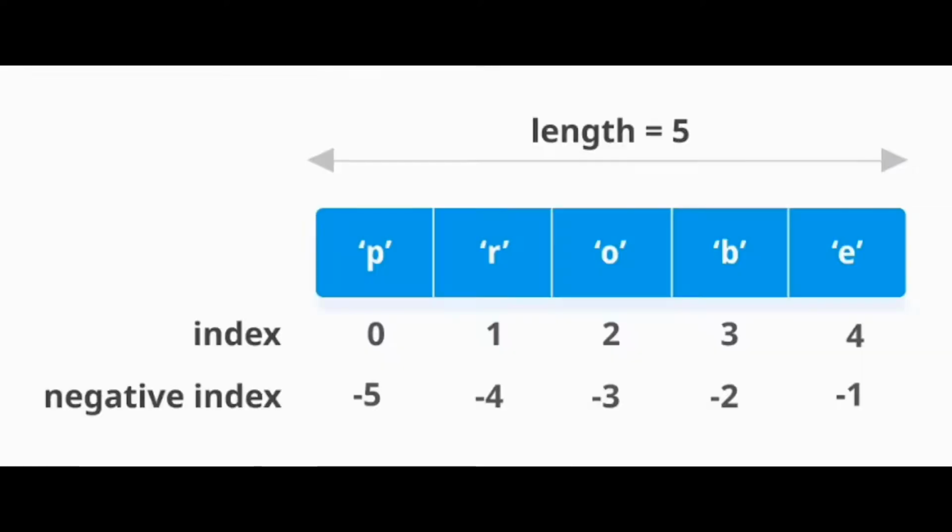Simple. In a list, we also have the negative index. What do you mean by the negative index? First we'll understand what is index. For example, the word is probe. In that, p is index 0, r is index 1, and it goes on. The same is for the negative index. In the negative index, the last letter is indexed as -1 and it goes on. For example, E is -1, B is -2, O is -3, R is -4, and P is -5. So the last element indexing starts with -1 in the negative index, and in the positive index it starts with 0.